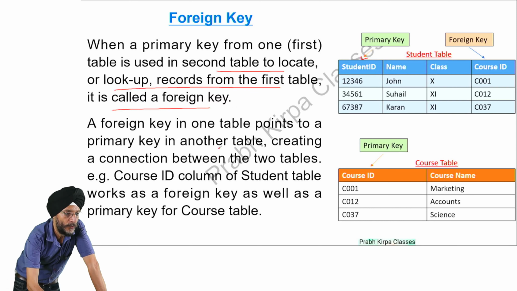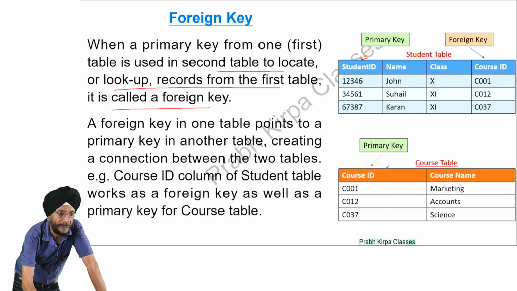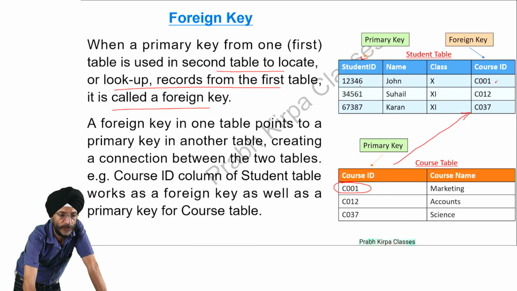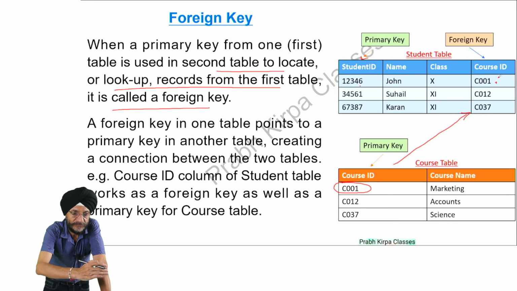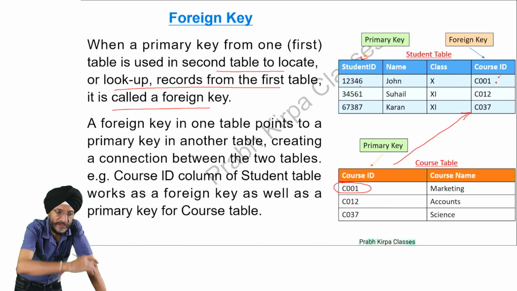Now here you can see that in the course table, this is the primary key, C001. Now when this course ID is appearing in another table, that is the student table, it is acting as a foreign key. That is, this student is enrolled in this course. Here only the course ID is given, and this course ID represents the type of course in some other table, that is the course table.